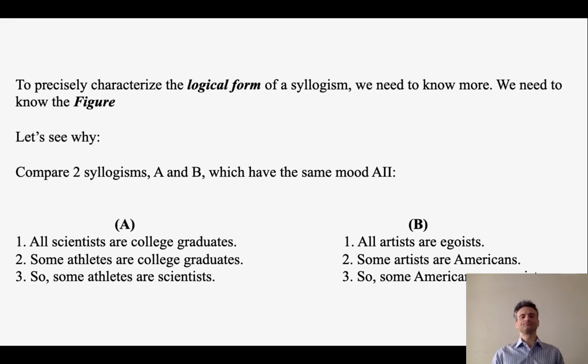However, they have different figures. In fact, if you notice, syllogism A is invalid. Syllogism B is valid. So we know from this that the mood does not tell us whether the syllogism is valid or invalid. It's going to be something else that tells us that. And that is the figure.